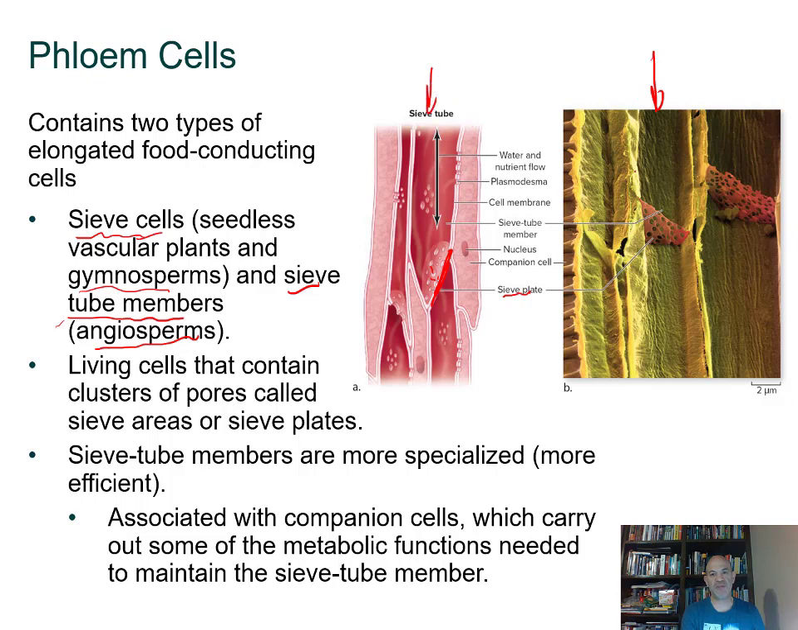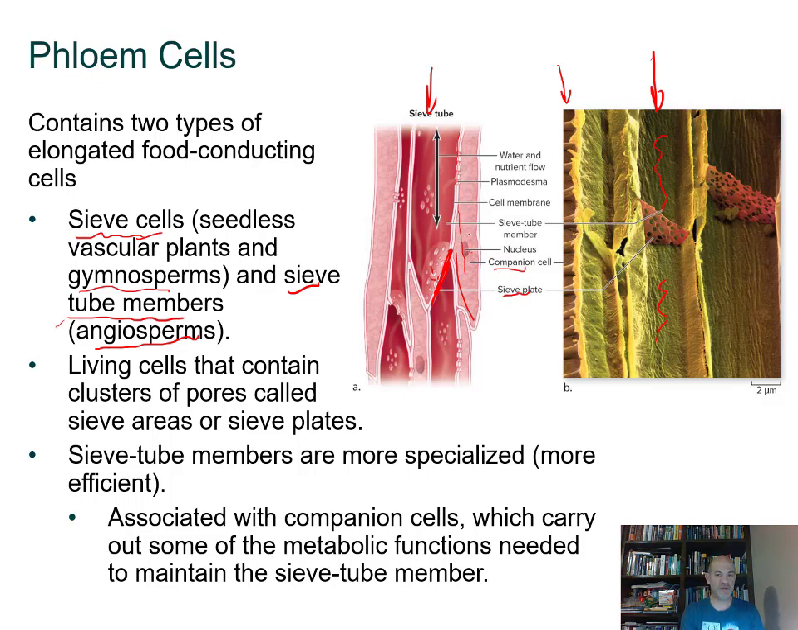So those would be the same. So in here would be your sieve tube members, and then you're also going to have a companion cell. So this companion cell right here bordering it, you can see the nucleus in one, and then they're trying to point to one, which would be, or at least a group of them right here.